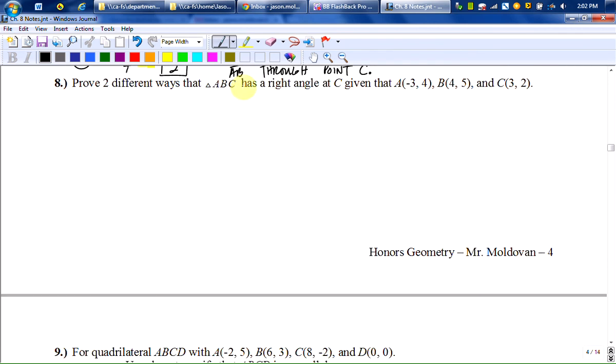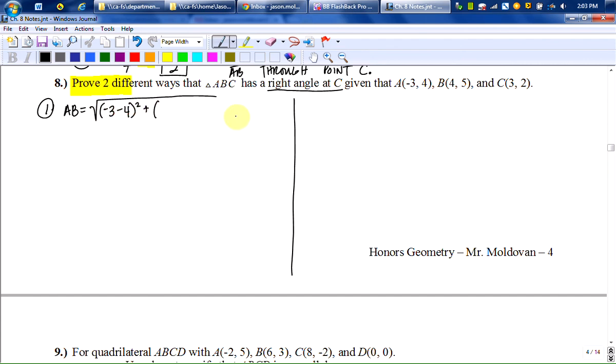And this one I'm not really going to bother to sketch. I'm just going to try and do it with the algebraic techniques. It wants me to do this two different ways, and it wants me to show that there is a right angle at C. That kind of spoils the fun. That means, unless they're lying to me, that angle C is a right angle. And I'm going to first go back and use my distance formula from 8.1. Doesn't matter which order I plug in the points as long as I pair the x's together and the y's together.